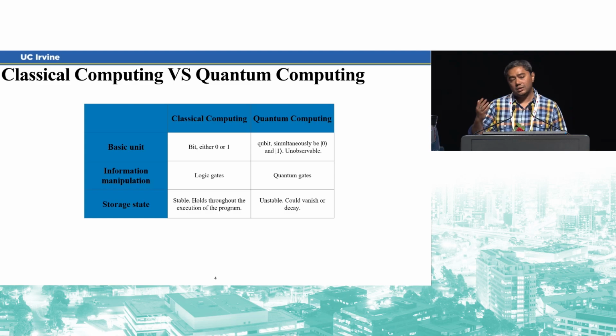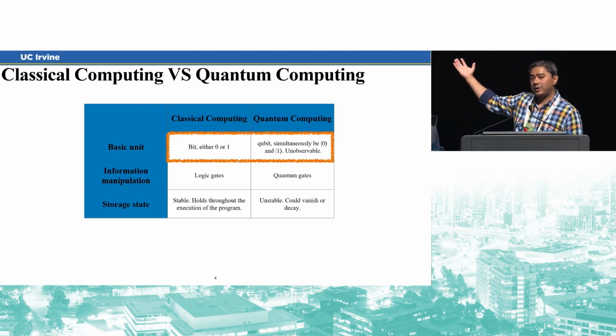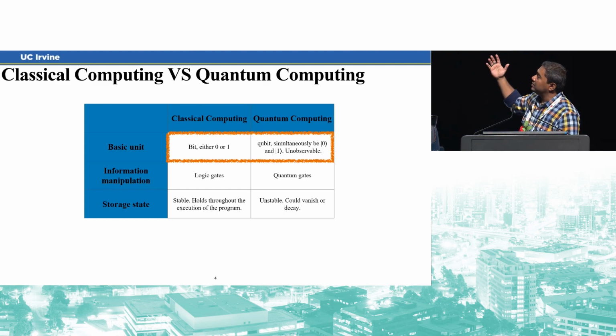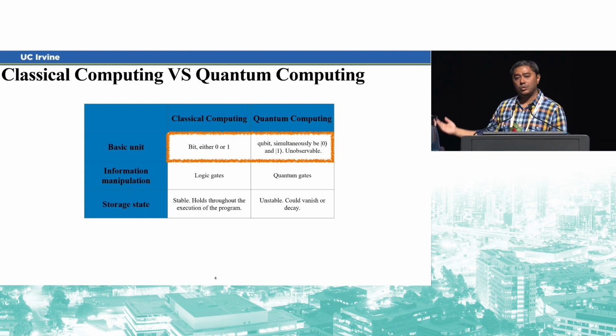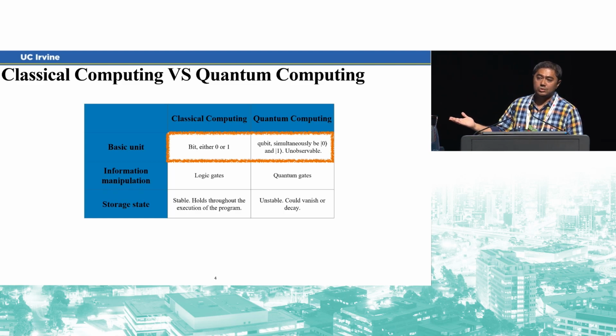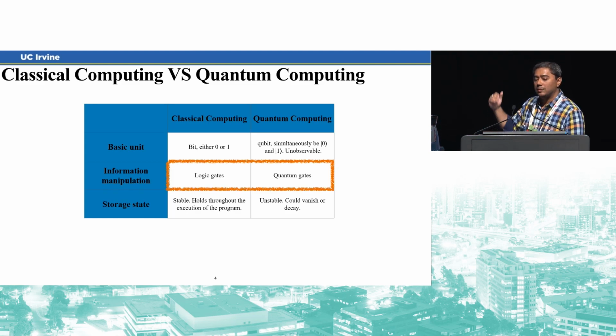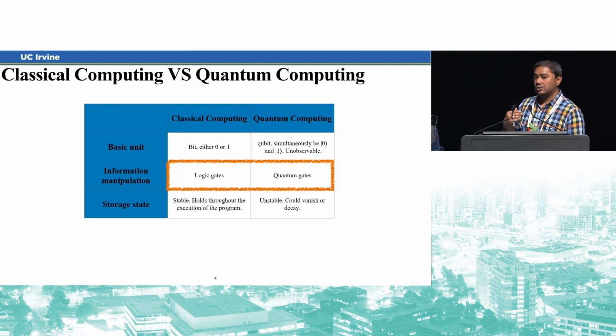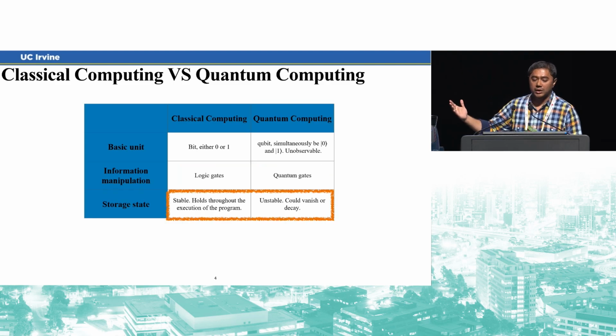And also, another piece of background that we should be aware of, at least from a software engineering perspective, again from 30,000 feet, is what is the difference between the programming that we do and quantum programming. One difference is obviously in terms of the basic unit. We are used to bits, zeros and ones, whereas in quantum, it's qubits, where you can do it simultaneously. And then in terms of information manipulation, we are used to logic gates. In quantum, there are quantum gates.